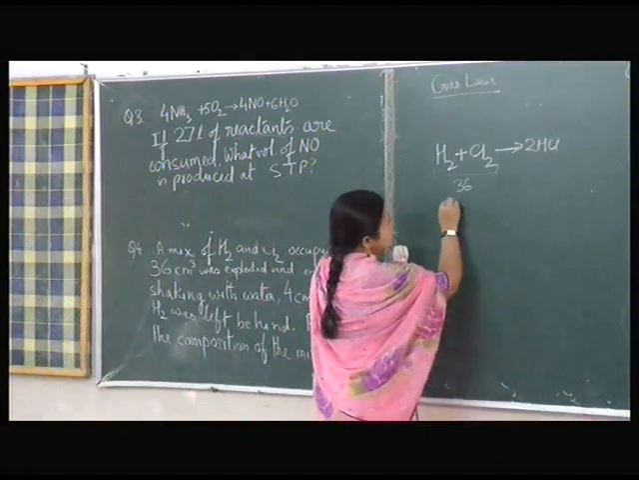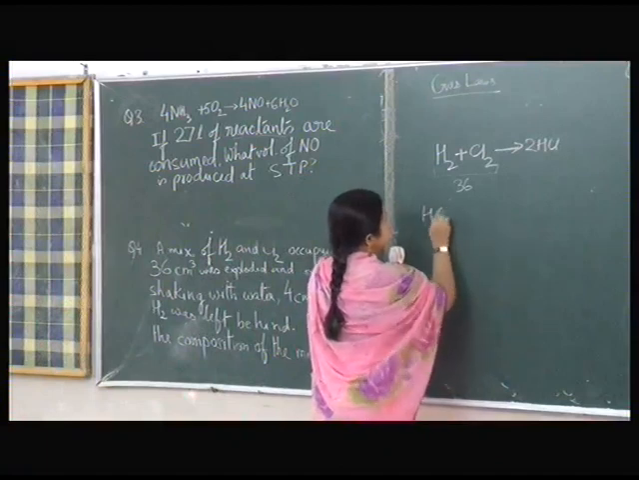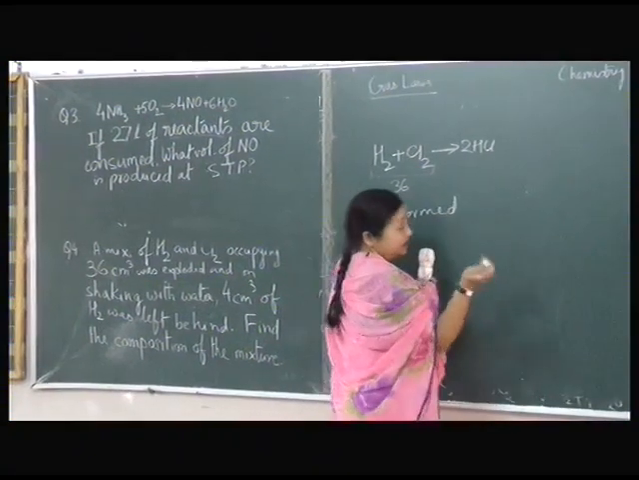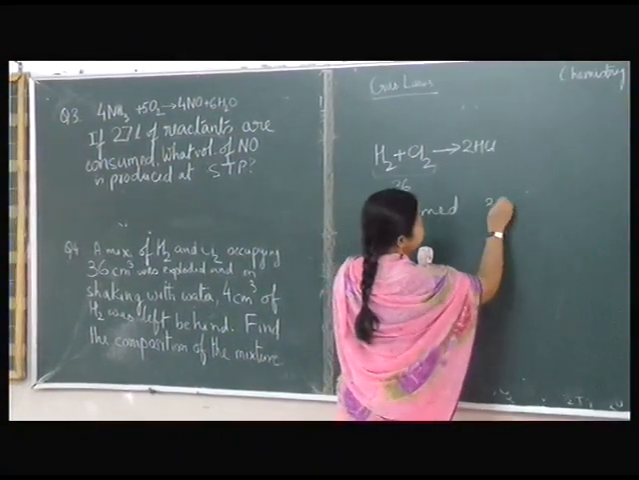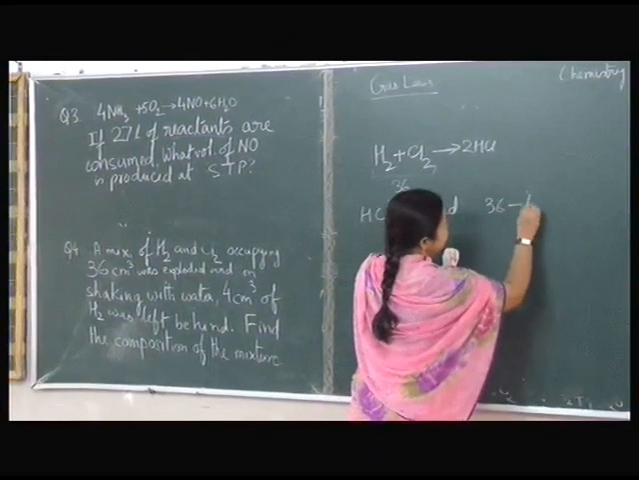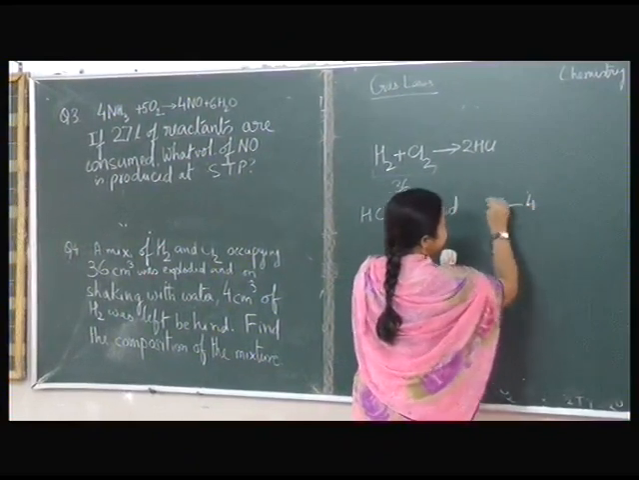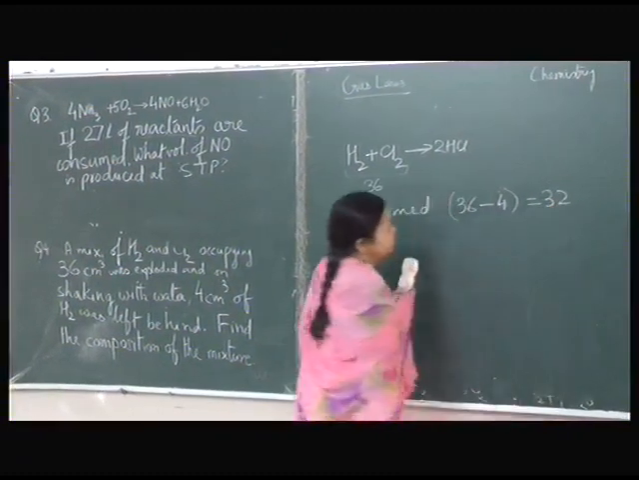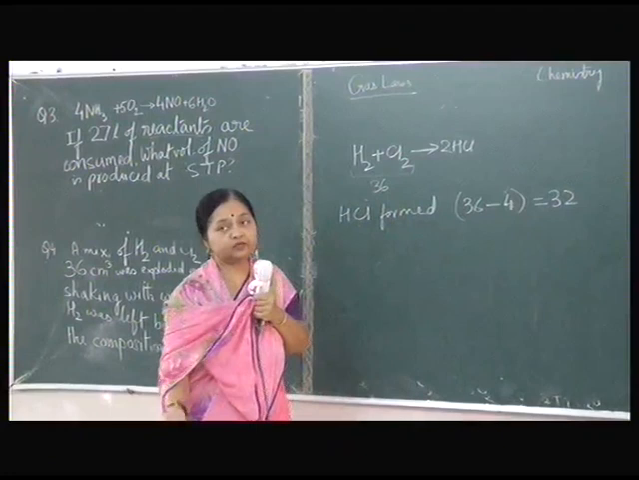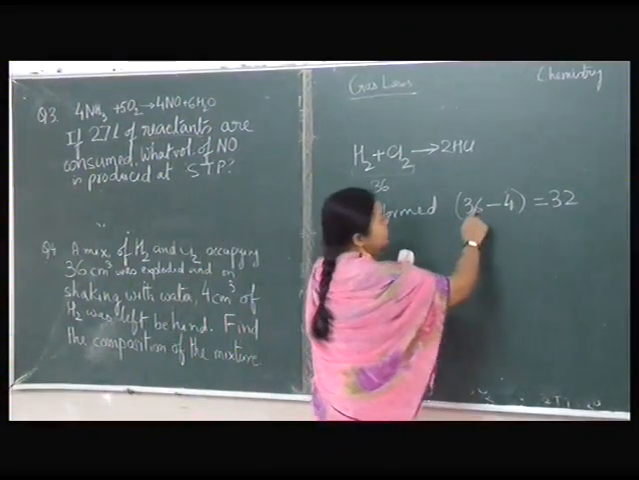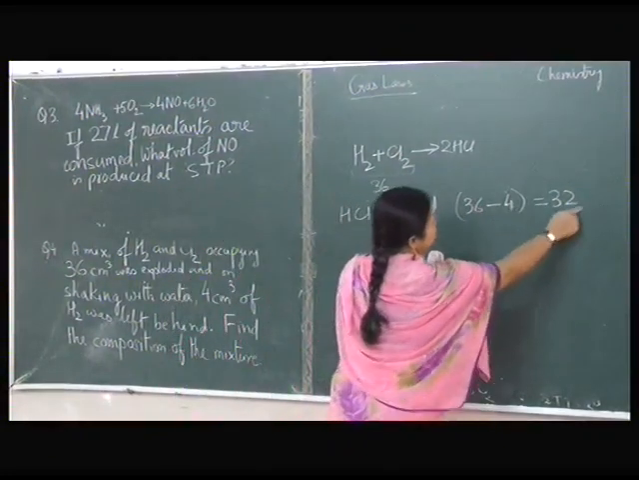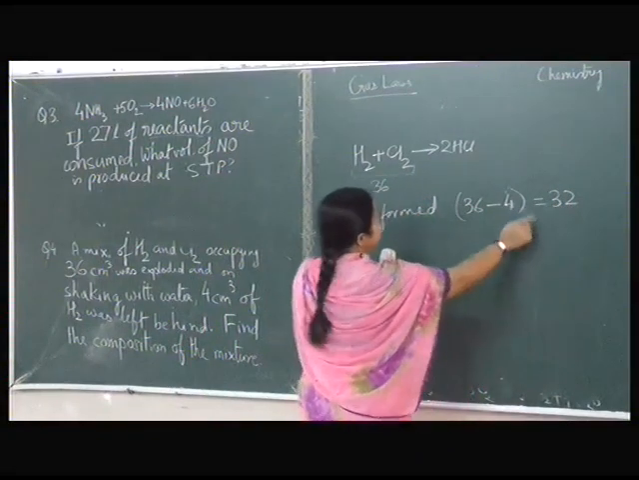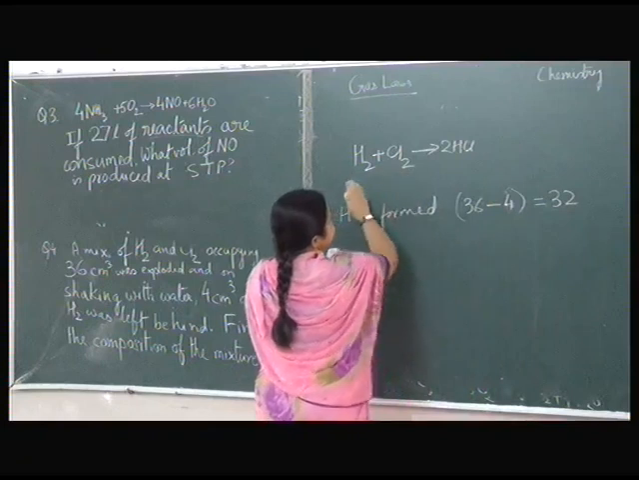If we subtract, the HCl formed, or the mixture that reacted, was actually 36 minus the unreacted hydrogen, that is equal to 32. 36 minus 4, because this 4 did not react, so we have to subtract that, and the total volume that reacted and formed HCl is 32 liters.